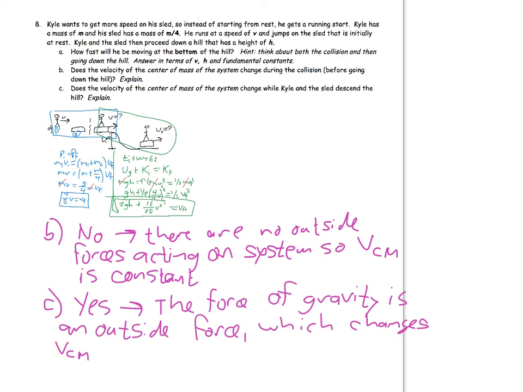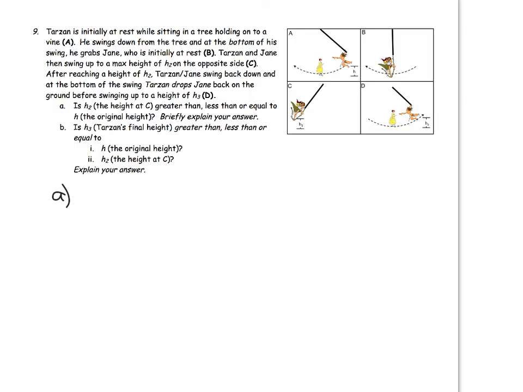Alright, so we have a situation here where Tarzan, up at some height here, swings down and scoops up Jane. The two undergo an inelastic collision, swing back up to some height, and then on the way back down, Tarzan drops Jane at the bottom of the swing, and he swings back up to some new height, which we're calling h3. And so the first question is the height here at point C greater than, less than, or equal to the height here, which was our original height?